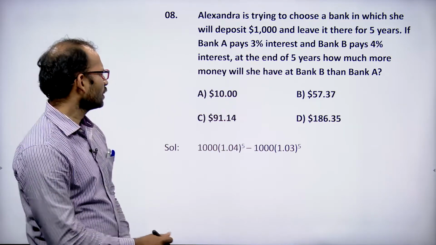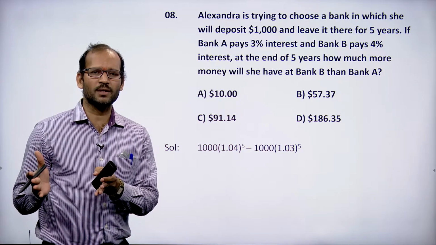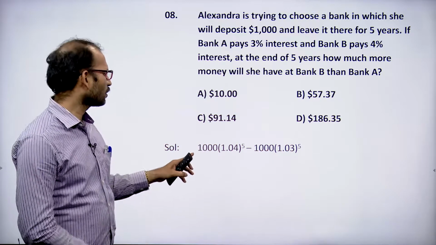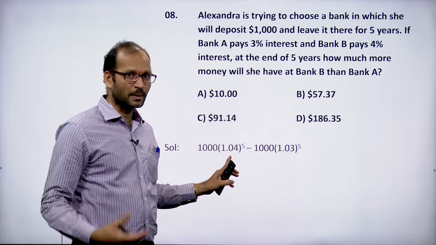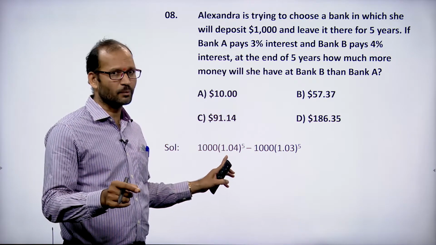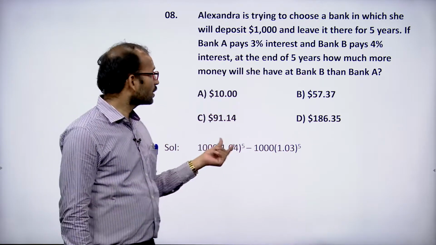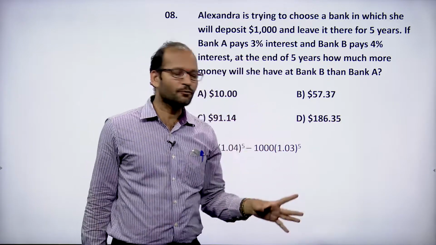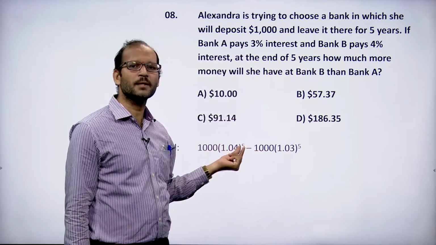Now, this is simple exponential growth, because every year, on whatever amount is there, they give the rate of interest. So initially $1,000 are there. Every year it increases 4%, as bank B is giving 4%. So 1.04 whole power 5 years. Here this 3% and 4% they are giving for every 1 year, so the total number of years, 5, is not multiplied by anything.